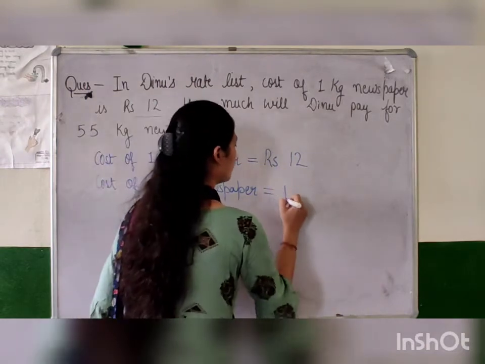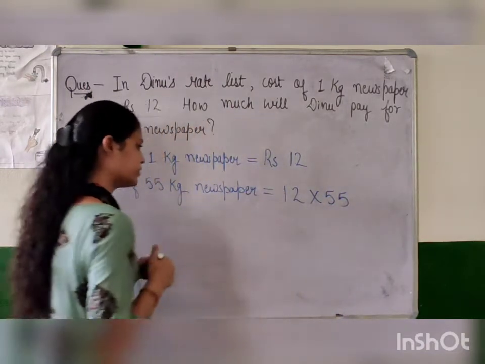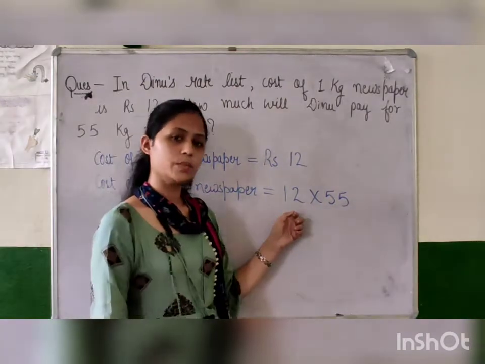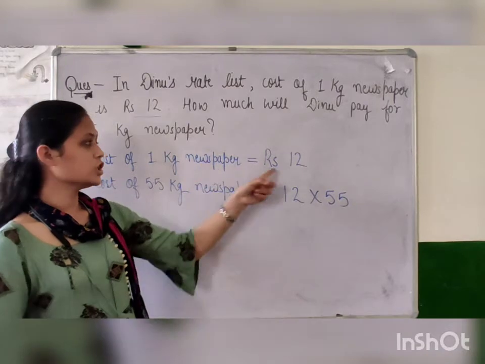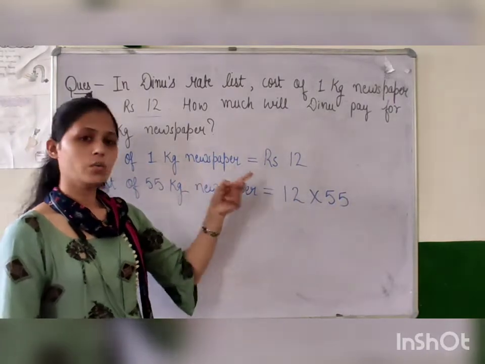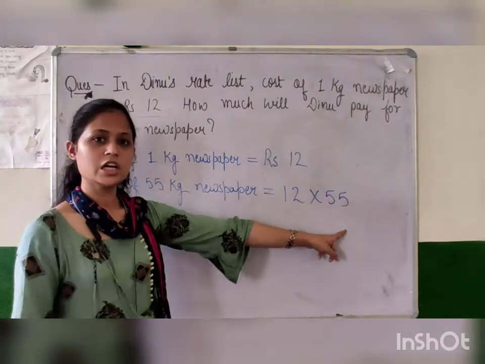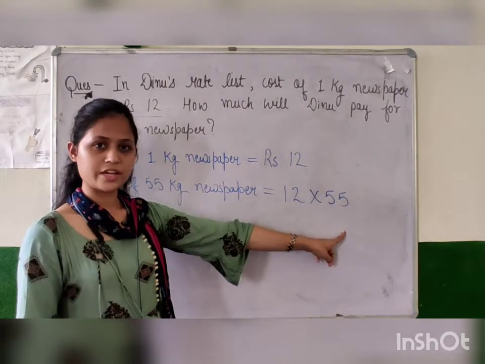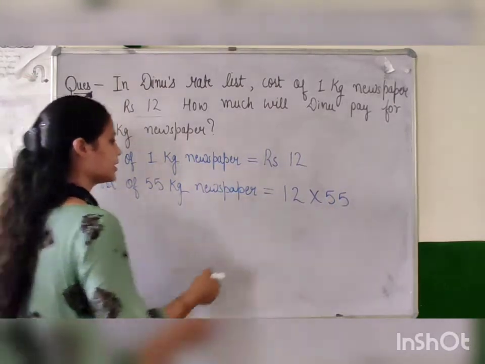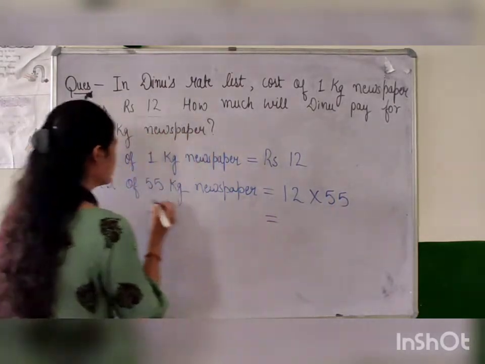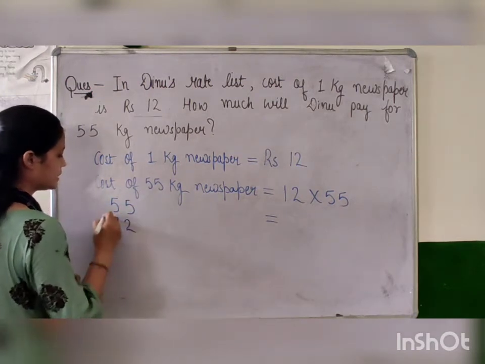So 12 multiplied by 55. This is rupees 12, the cost of 1 kg newspaper, and this is 55 kg. We have to find the cost of 55 kg newspaper, that is why we have done multiplication. So let's do the multiplication here: 55 multiplied by 12.